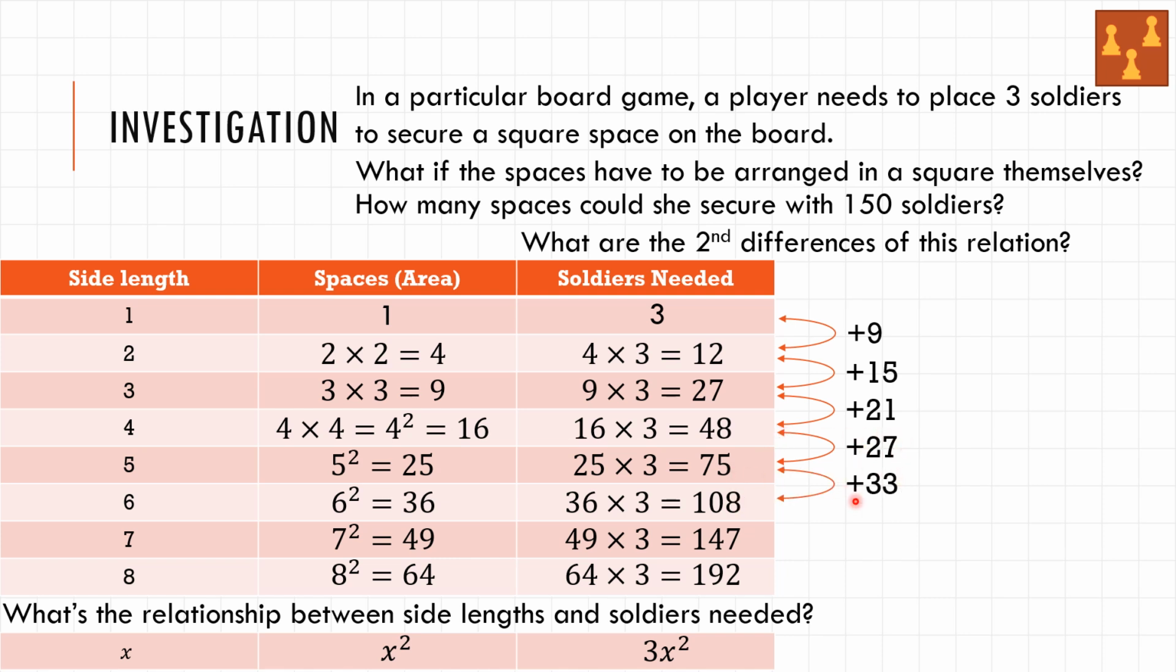75 to 108 means we're adding 33. How am I getting these numbers? All I'm doing is subtracting these two. So 147 minus 108 is 39. 192 minus 147 is 45. So these are the first differences. These are the differences, and because we've only subtracted once, they are the first differences.